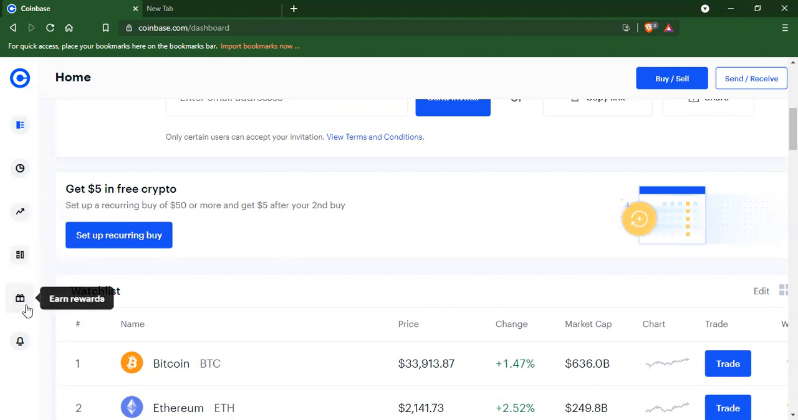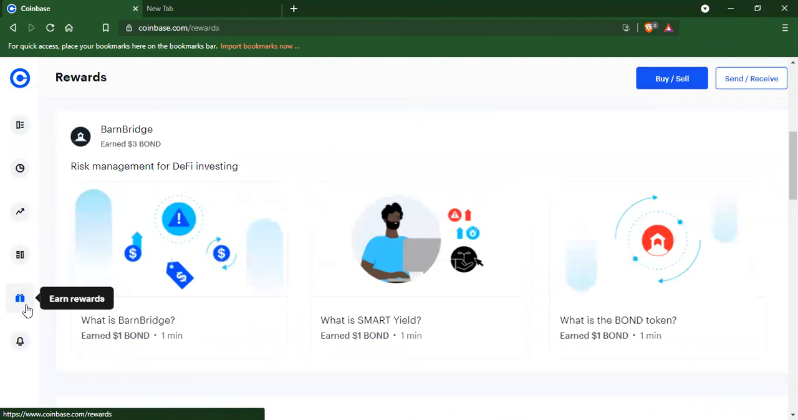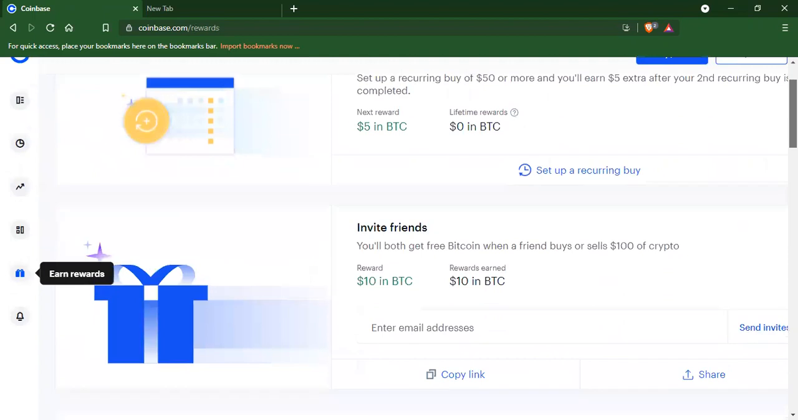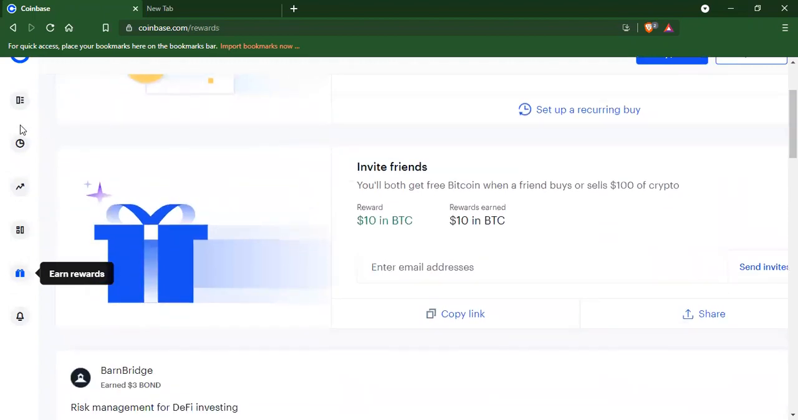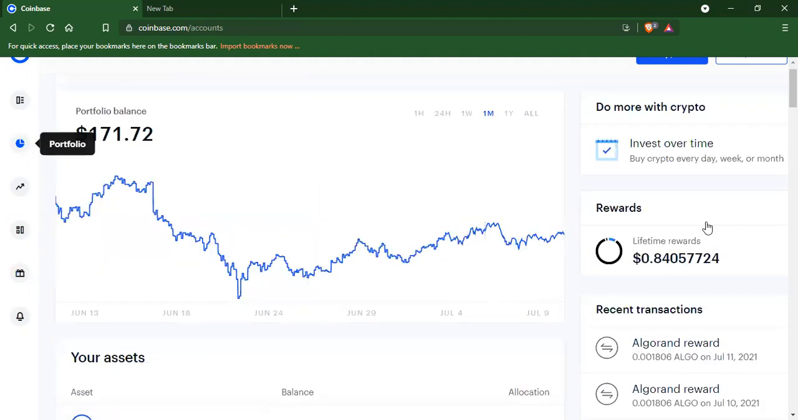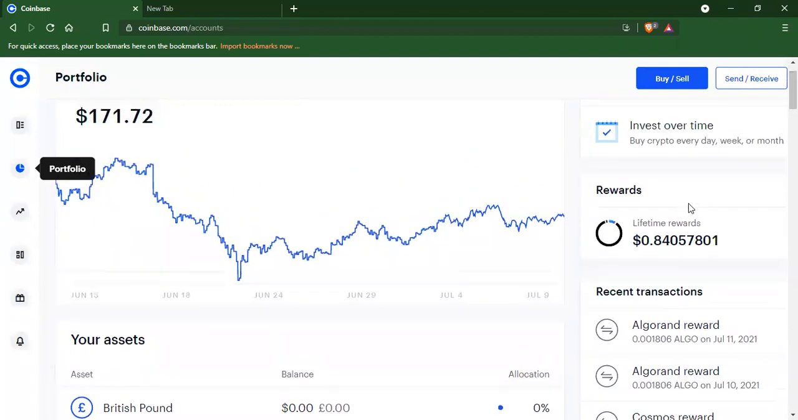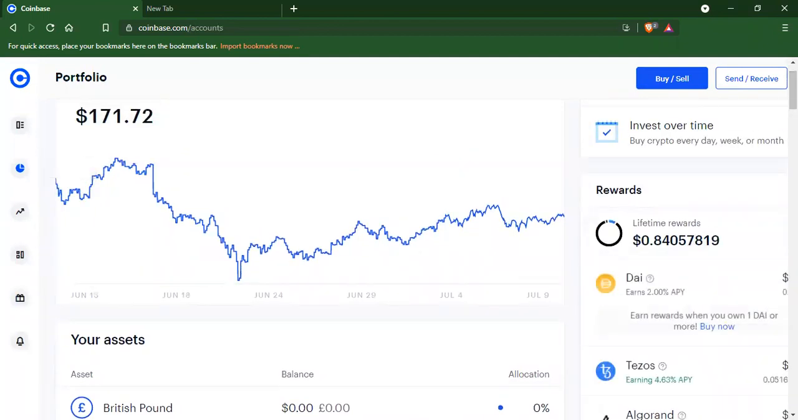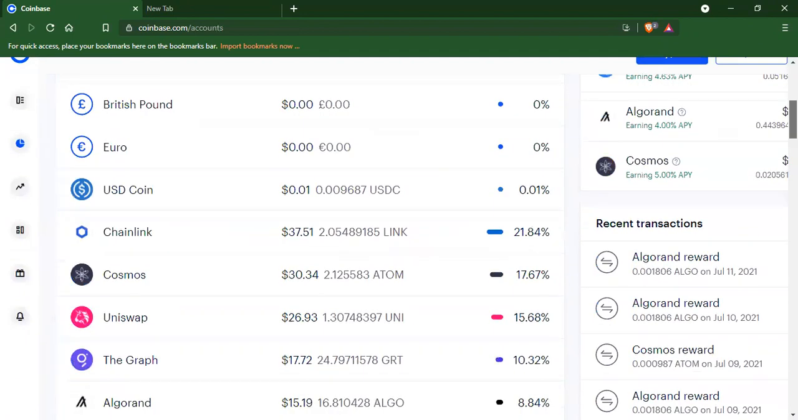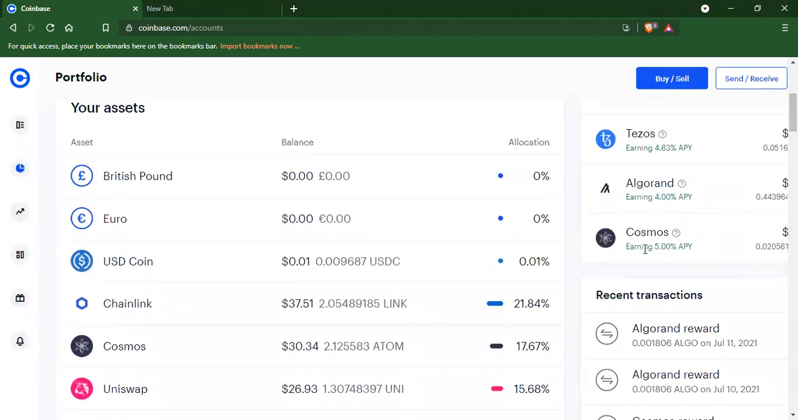And the third way to earn is by holding some coins on Coinbase. Coins like Tezos, I think, Tezos, DAI, and then basically, this is my lifetime reward. This is all I've been earning so far, because on Coinbase, I'm holding Algo, Tezos, and Cosmos. Cosmos is basically automatic, earning 5% APY.